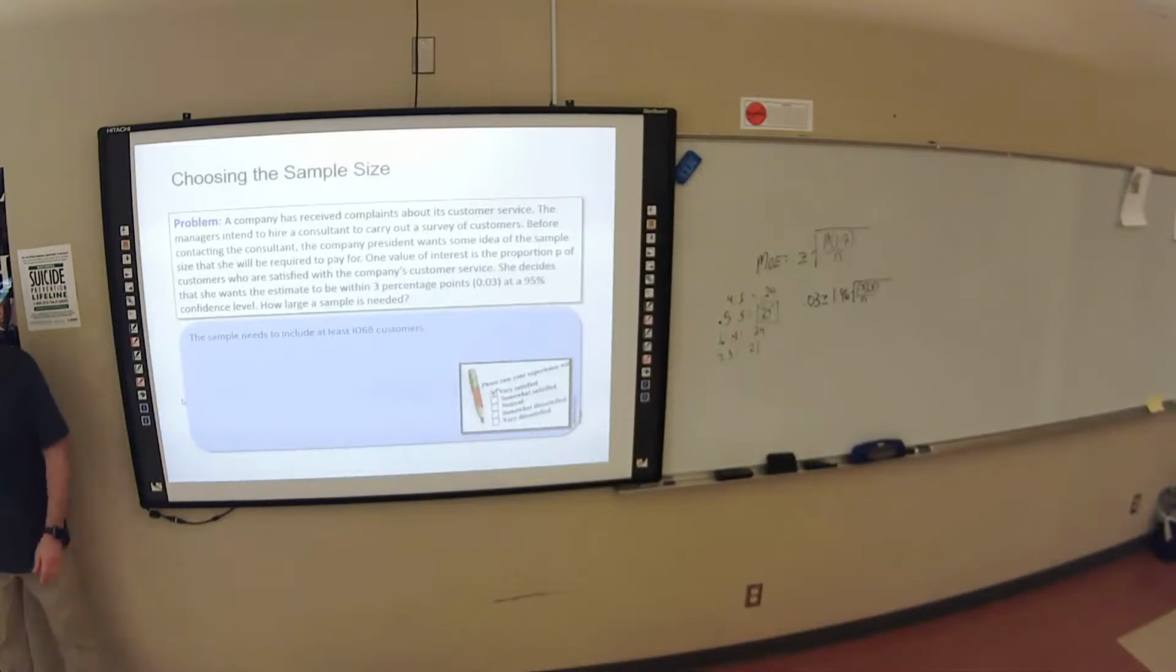This sample needs to include 1068 customers. Why do we not round down? Because it possibly may not get to the 0.03. That's basically it.